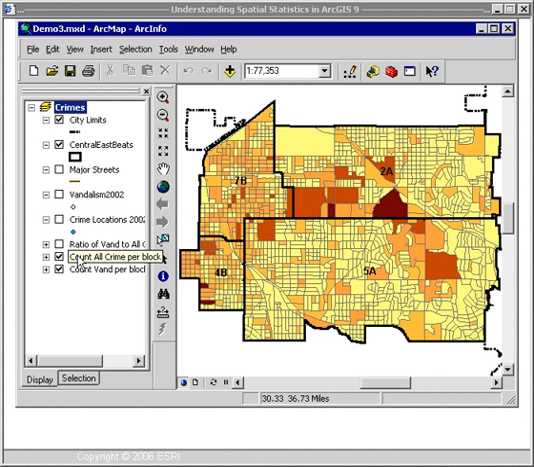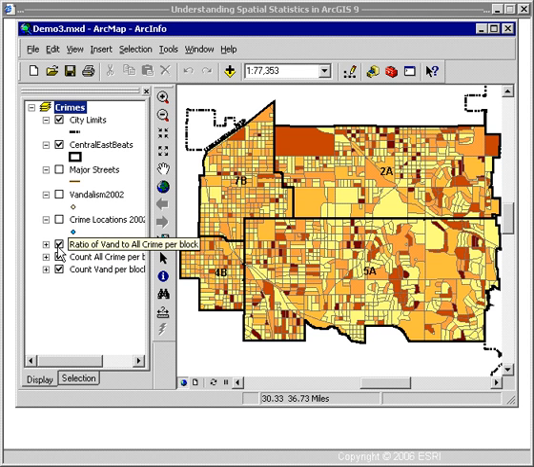To analyze this, we would divide the number of vandalism incidences by the number of all crime, creating a ratio for each census block. If we look at the ratio of vandalism to all crimes, we see a different pattern. It seems to be a bit more scattered and probably less concentrated in the city center. It's pretty interesting, but let's keep going and see what our statistics tell us.